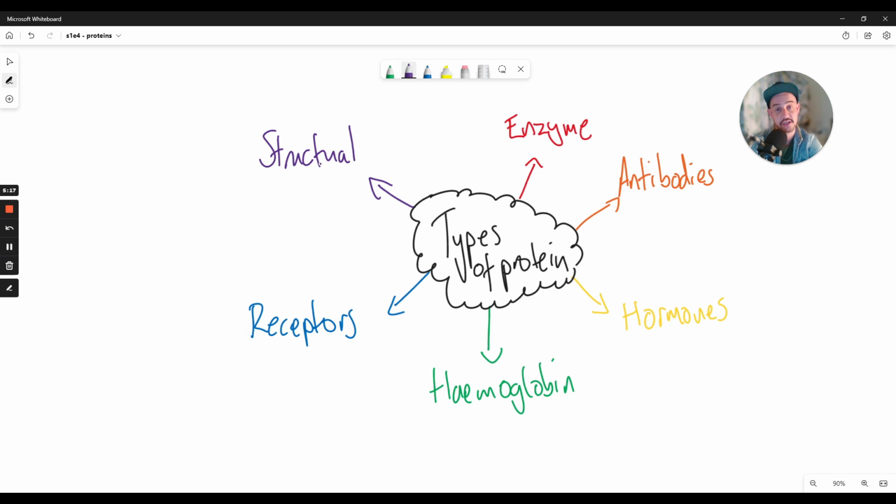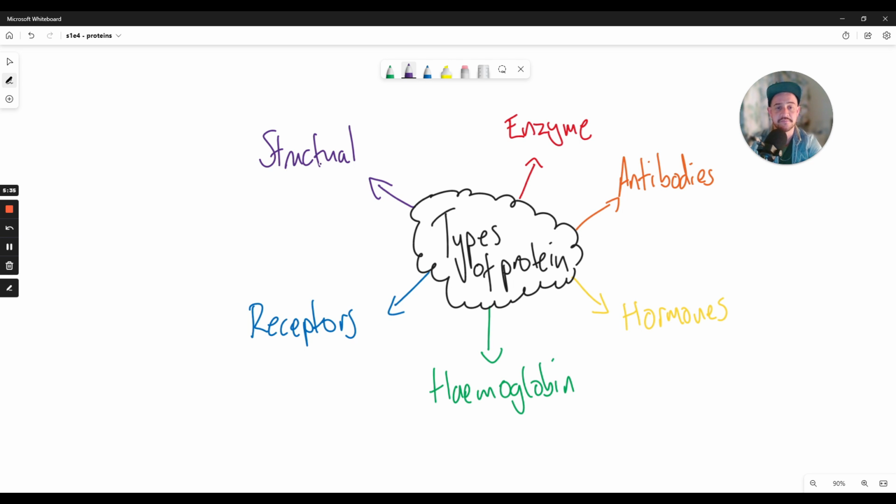Okay, so we're thinking things like collagen, which you might find in skin or in cartilage, which helps to give strength to the tissue. You're also thinking of keratin, which we find in hair and in nails. Again, it's there to support or to protect or to add structure to an organism.